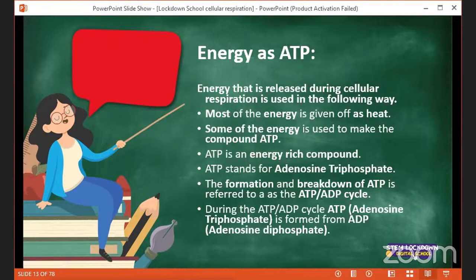So the first one, the ATP, is adenosine triphosphate, and ADP is adenosine diphosphate. All right, so the di stands for two. Okay, now during the ATP-ADP cycle, adenosine triphosphate is formed from adenosine diphosphate. So that's basically just what I had just explained.